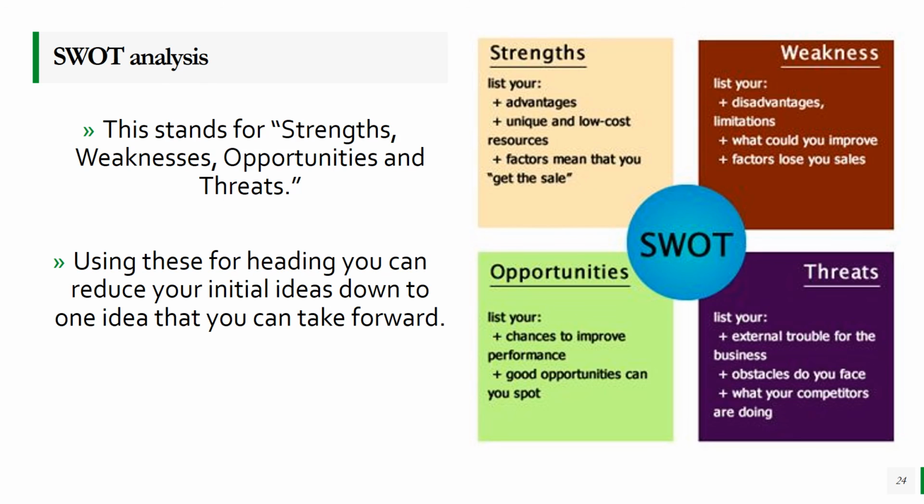So for strengths, pretty obvious. You're going through all of the good things about this particular idea. The weaknesses are looking at the bad things, any disadvantages, things that could go wrong. The opportunities are looking at things that you could do to improve, maybe things that you can gain from using this particular idea. And the threats are looking at any obstacles that you might face, things that could go wrong, something that your competitors are doing, anything that could be negative towards the whole project from what you're doing with this idea.